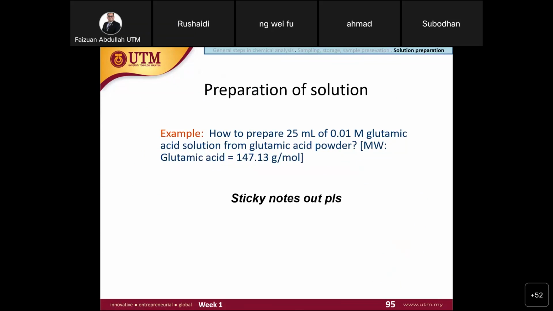All right. How to prepare 25 ml of 0.01 molar glutamic acid solution from glutamic acid powder? The molecular weight is 147.13 grams per mole. How much glutamic acid powder do we need to put in the 25 ml volumetric flask to prepare 0.01 molar? Calculate.